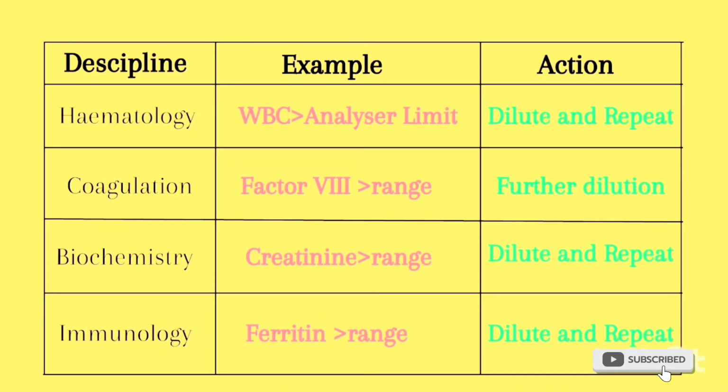So if you do a dilution, let's say 1:1 dilution, and the result is still outside the limit, what do you do? You do a further dilution. That is what I mean by further dilution. The whole essence of dilution is to bring it to the specified range that the analyzer is consistent with. I hope that makes sense, guys.